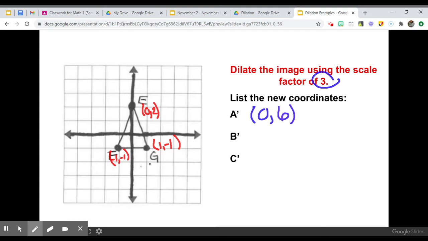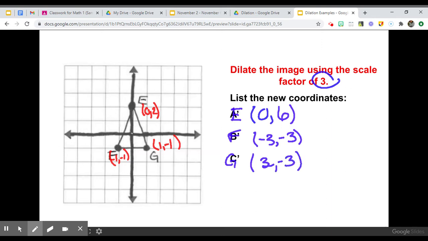Okay, now let's look at, oops, that should have been, let's call that E. Then let's do F. Then let's do G. Okay, so point E, F, is hanging out at -1, -1, and when I multiply by 3, I get -3, -3, and G, I get 3, -3. So now I'm going to plot these new points.